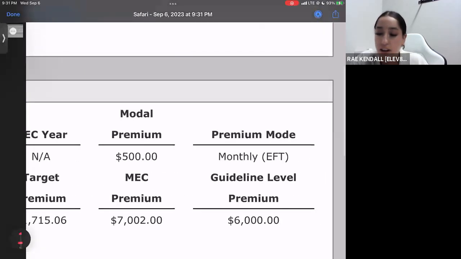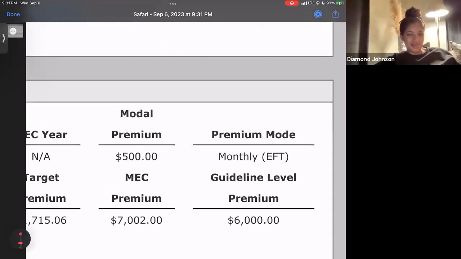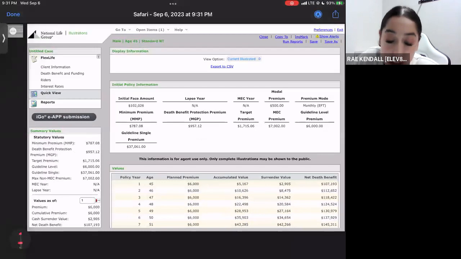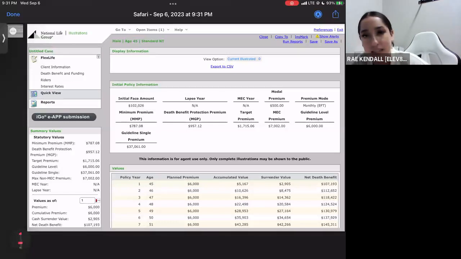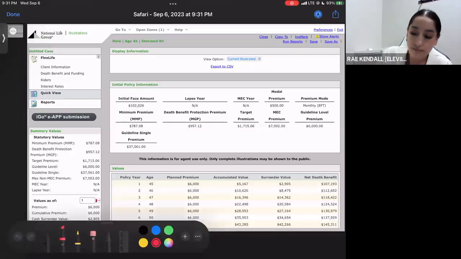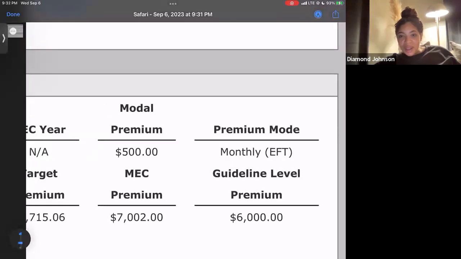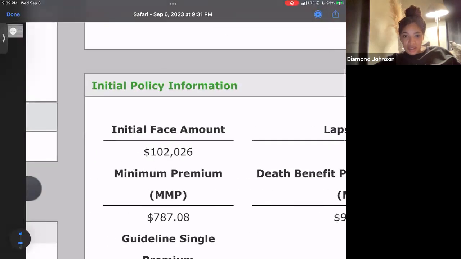Simple. So Diamond, you've been on a lot of appointments. I'm going to be your highlighter, which is my voice. Let's say I'm this 45-year-old male looking at this policy and you're explaining it to me. Can you give me the gist of this info? Okay, so Ray, it looks like our model premium is going to be $500, which can be broken down monthly, and that's going to give you a net death benefit of $102,026.